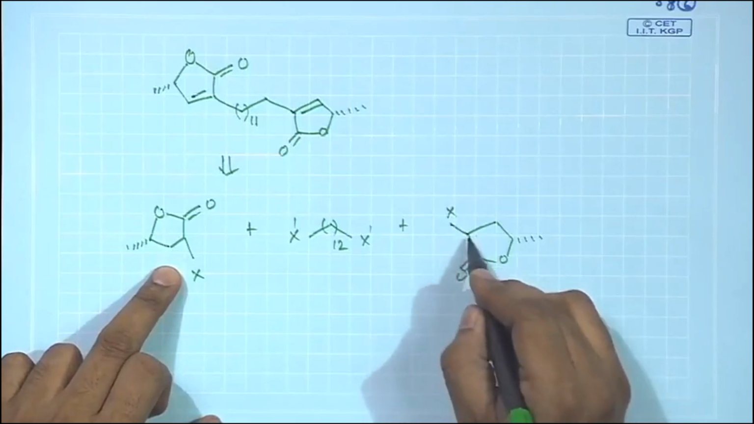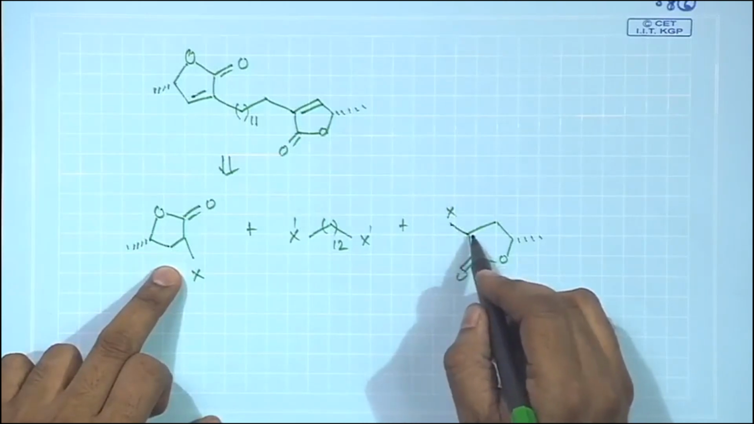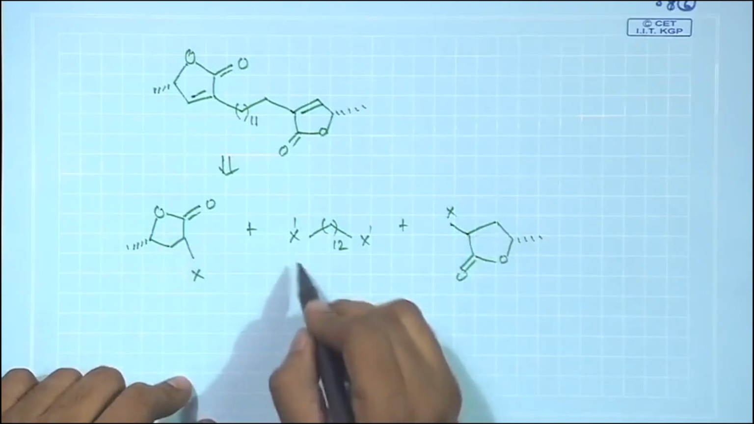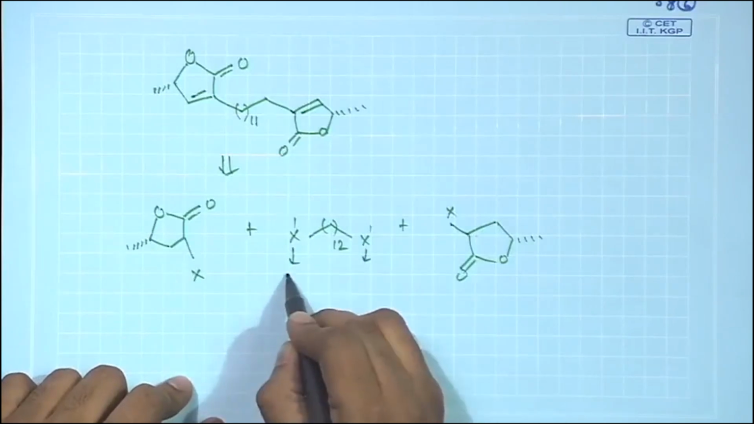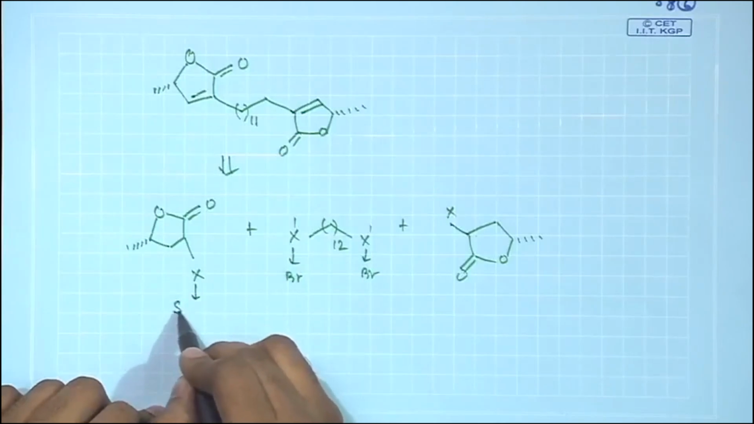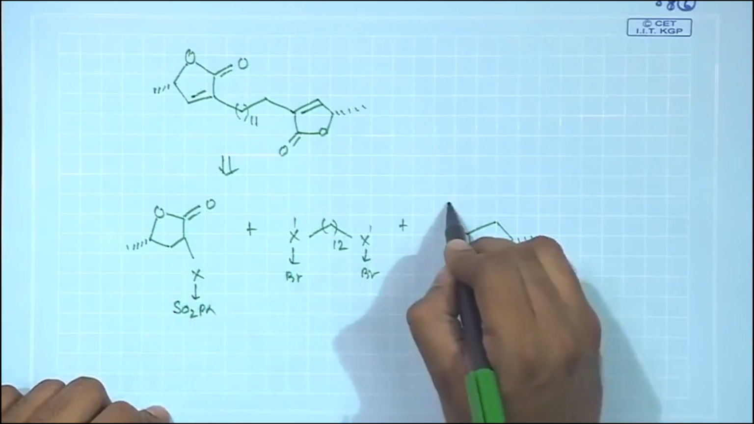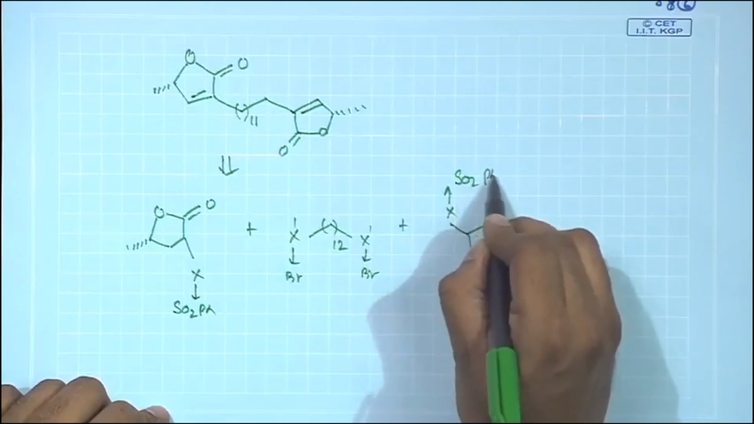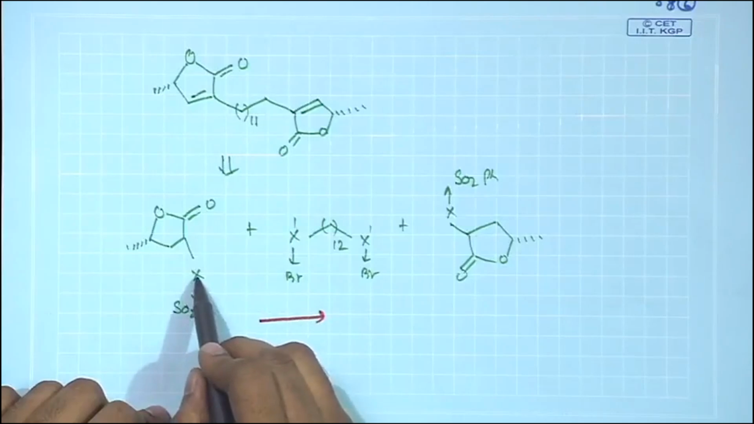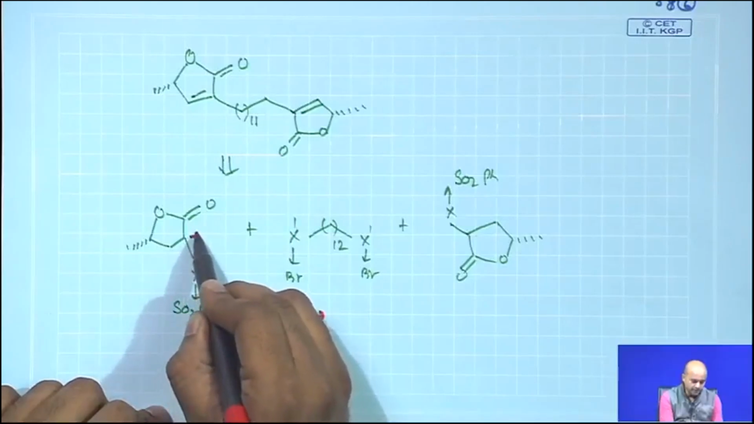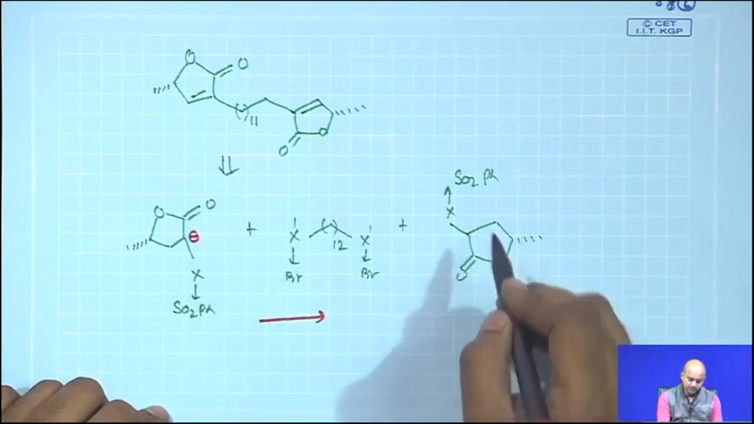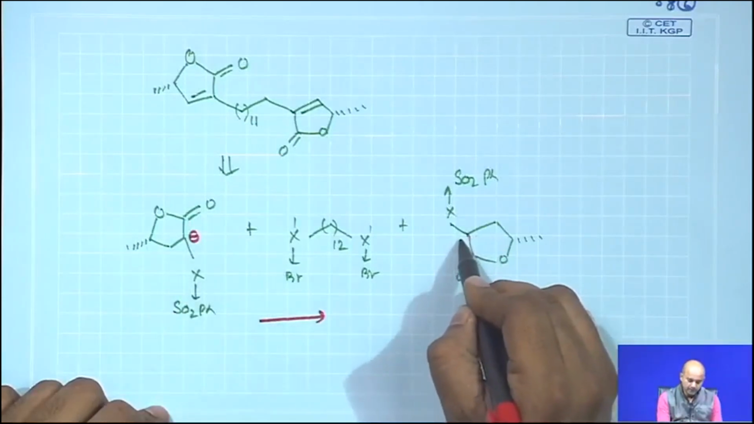Now, for this X we are not putting any stereocenters, because finally, if you see, the double bond has to be created here. Now, if I say that this X prime and X prime are good leaving groups like bromo, and this X is an electron withdrawing group like sulfone, SO2Ph, then the strategy will be quite simple. If X is SO2Ph, you can easily generate a carbanion here, adjacent to the carbonyl and adjacent to the SO2Ph. The same thing can happen here.